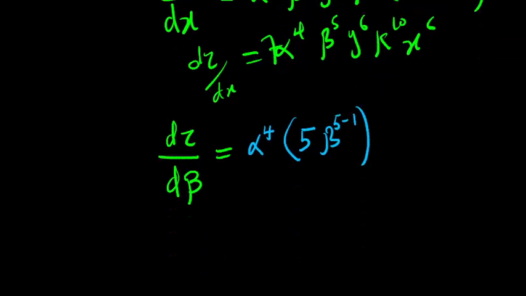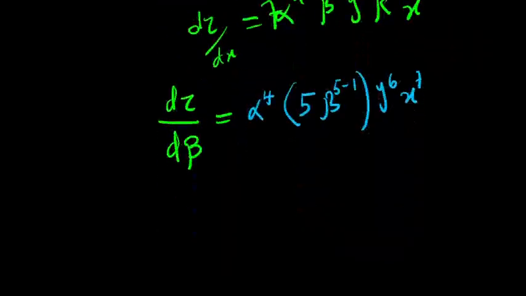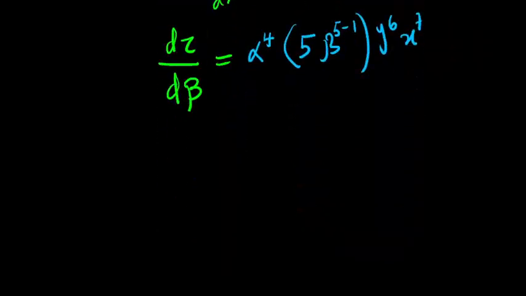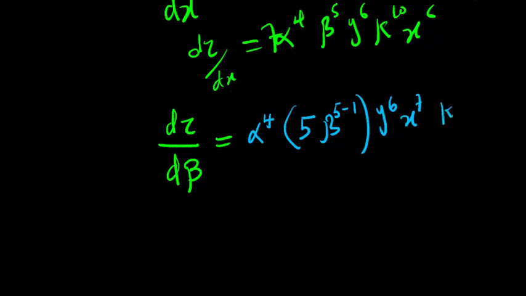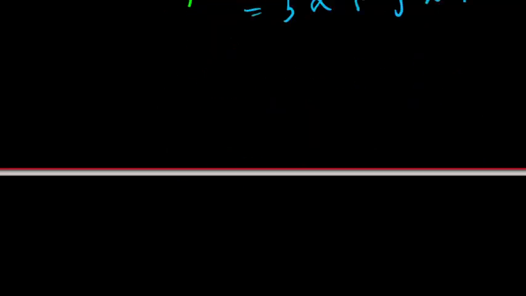Nothing will happen to y, it is a constant. Nothing will happen to x, it is a constant. Nothing will happen to k. K is a constant. So finally, I have 5 beta raised to power 4, y raised to power 6, x raised to power 7, and k raised to power 10.